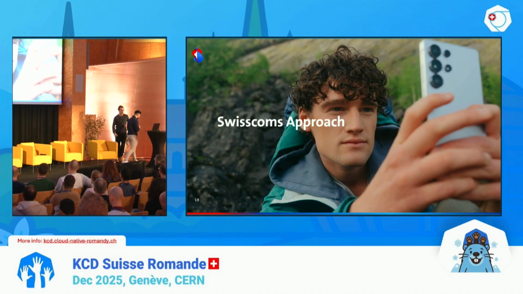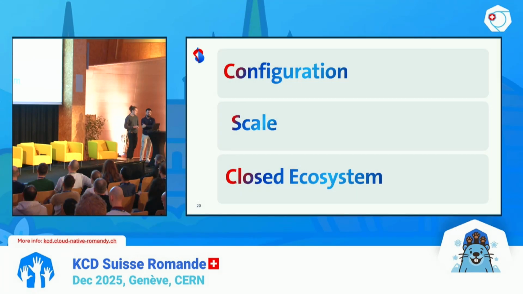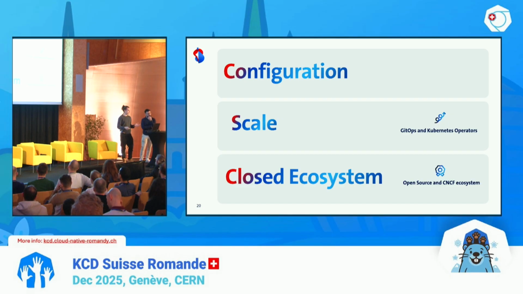All right. Hello, do you hear me? Yeah. So I'll show you now the Swisscom approach on how we solve this and what our automation does. To start with, I reversed the order. First of all, we now try to go with open source technologies and use the whole CNCF ecosystem. Using GitOps and Kubernetes operators, we try to solve the scalability issue. And the configuration is now intent-driven.